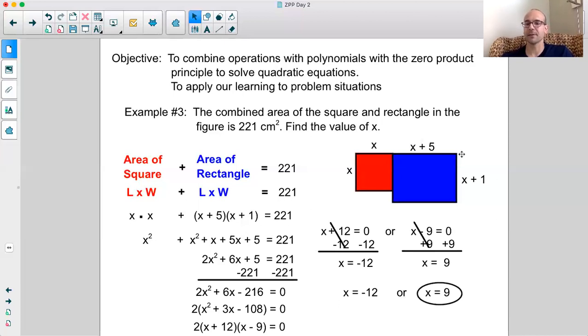So apparently this side here is 10, and this is 14, and these are each 9, and that would have given us a grand total of 221. Or if you wanted to check your work, it does work out. As always, good math leads to good results.